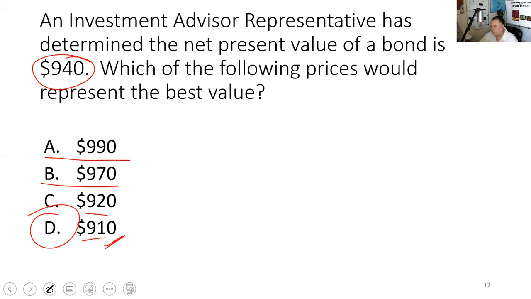Again, another example where I'm not asking you to calculate net present value. I'm just telling you what it is, and then based on that, asking what would be the better value. Would you find this attractive? No. Would you find that attractive?